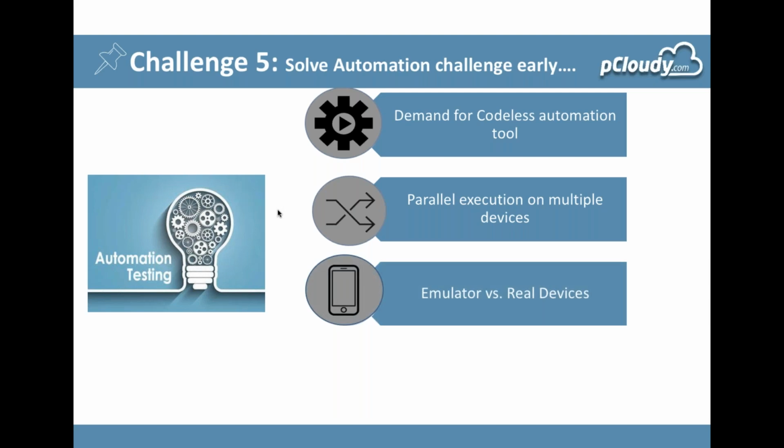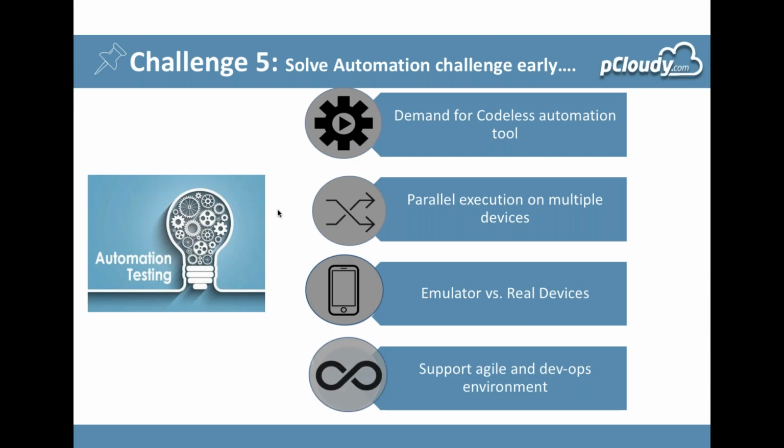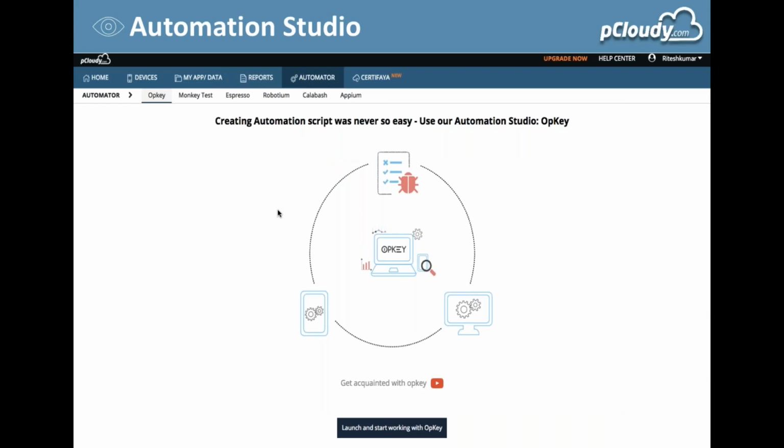Of course, a lot of organizations prefer emulators to run their automation scripts, but emulators are not sufficient. So if you can run it on real devices, that's the best possible option. So look for ways to maximize your automation on real devices, and the automation tools should be able to support agile and DevOps environments. It means you should be able to trigger with your continuous integration or build systems. So again, pCloudy has something completely inbuilt, which we call Automation Studio, and it's named OpKey.